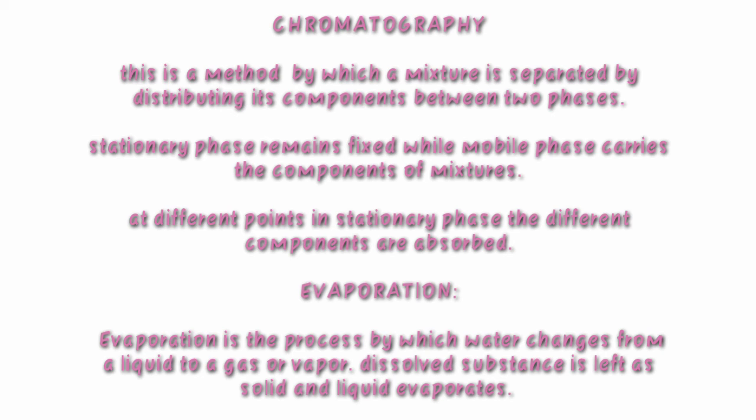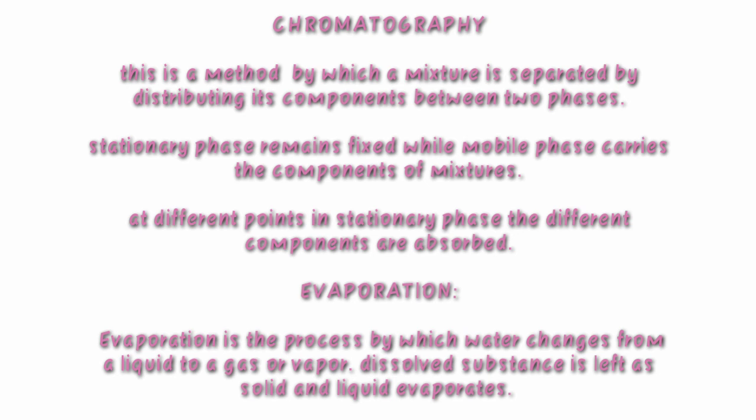Chromatography. This is the method by which a mixture is separated by distributing its components between two phases, stationary phase and mobile phase. The stationary phase remains fixed in a place, while the mobile phase carries the components of the mixture. At different points in the stationary phase, the different components are absorbed.